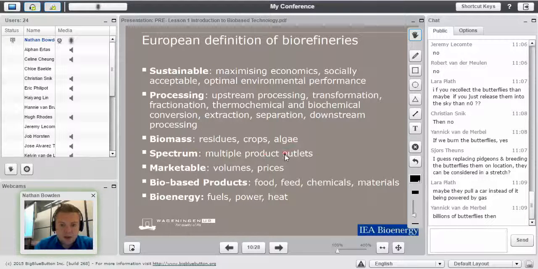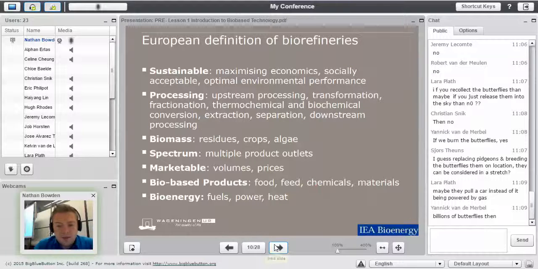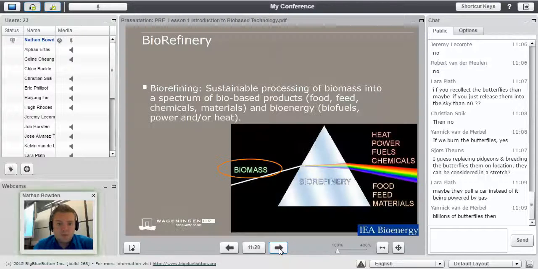There's a spectrum, so multiple product outlets. It needs to be marketable. It has to be able to make money. Otherwise, it will never work. It won't be economically sustainable. Bio-based products, so feed, food, chemicals, materials, and energy, fuels, power, and heat. These are the brainstorm definitions of biorefineries as defined by the IEA Bioenergy Conference.